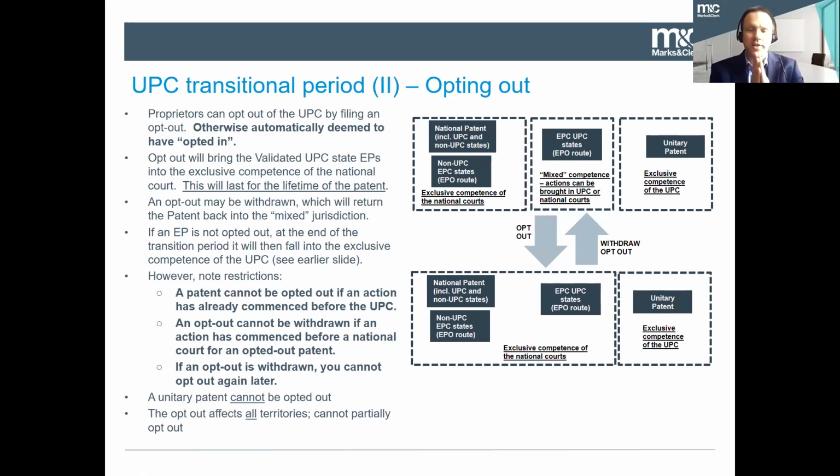So you have to take an active step of opting your patents out to get the sole jurisdiction of the national courts for your validations. Now, that is not possible anymore, either when the transitional period is over after the end of those 7 years, or indeed if court action is already pending in either the national courts or the UPC, in which case you're stuck with whatever forum that court action has started.